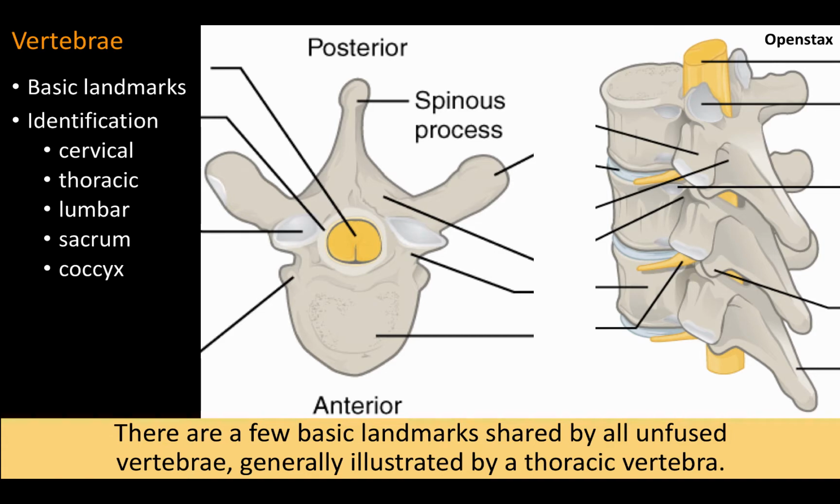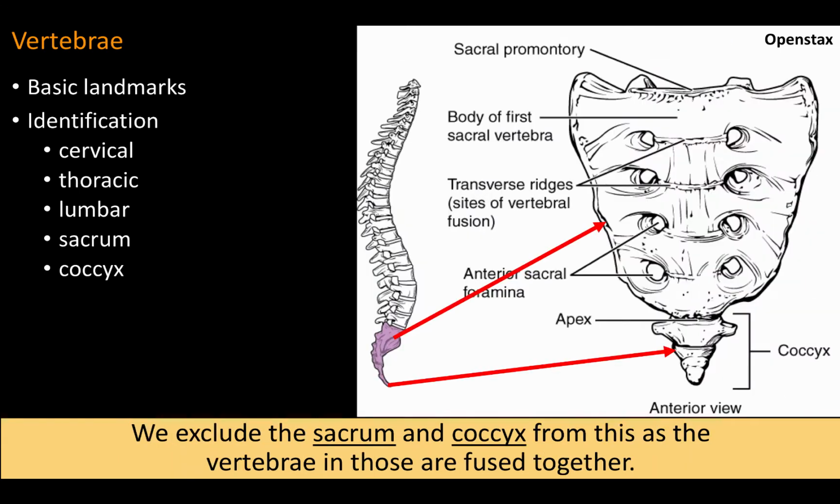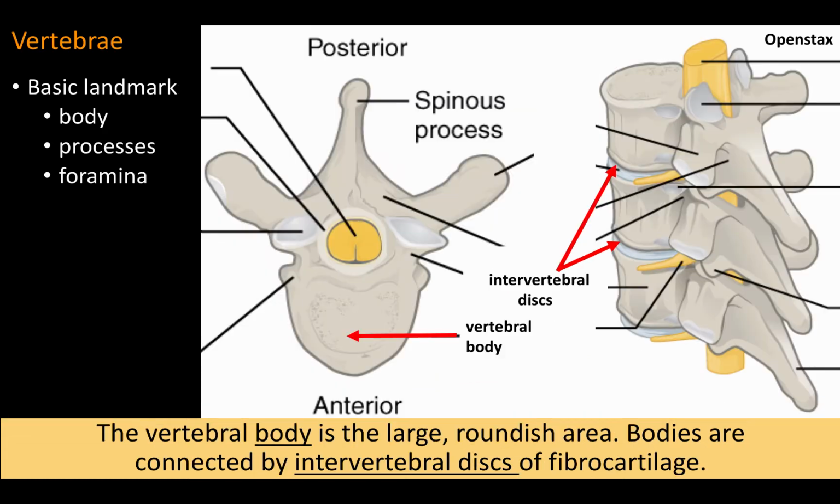There are a few basic landmarks shared by all unfused vertebrae, generally illustrated by a thoracic vertebra. We exclude the sacrum and coccyx from this, as the vertebrae in those are fused together. The vertebral body is the large, roundish area. Bodies are connected by intervertebral discs of fibrocartilage.